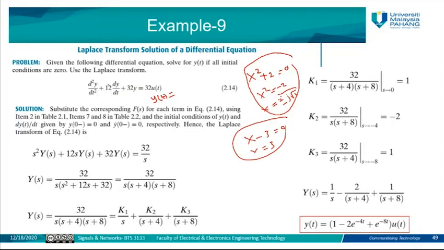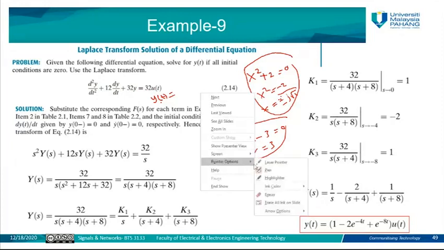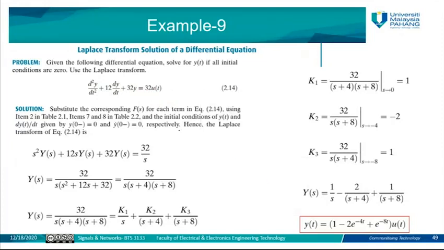Okay, so how to use the Laplace to solve this equation? That means the question is how to find yt for this function. If you are given this function, d squared y over dt squared plus 12 dy over dt plus 32y equal to 32 ut, how to find the value of yt from this equation? What we need to do, we are going to apply the derivative theorems from the table of Laplace.